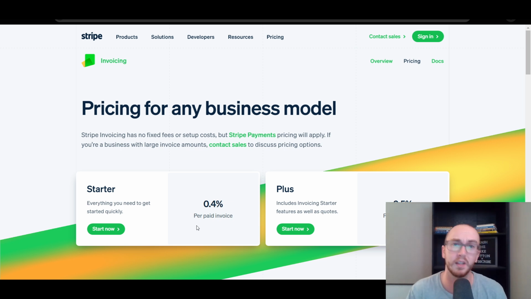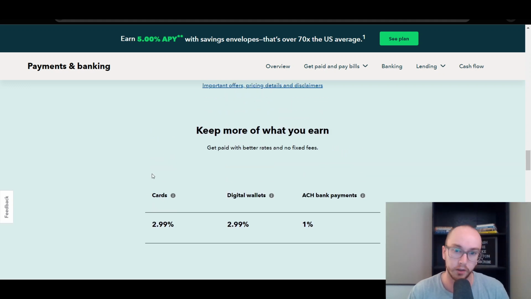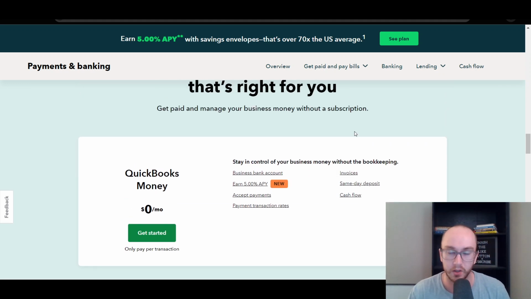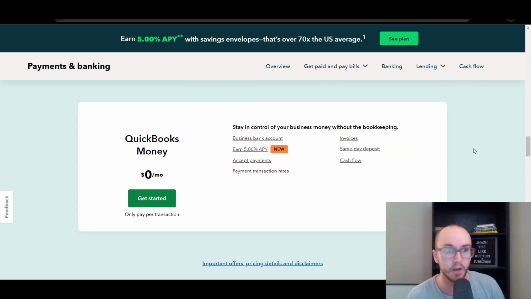If you're just going to be sending purely a payment link for people to pay through, then Stripe might actually be cheaper. But if you do want to actually send out invoicing, QuickBooks includes the invoicing for free. So that is a nice perk and benefit to going with a company like QuickBooks. The other benefit too is that if you are going to be using an accounting or bookkeeping software, then you also have that integrated with QuickBooks, which also might make sense for you.